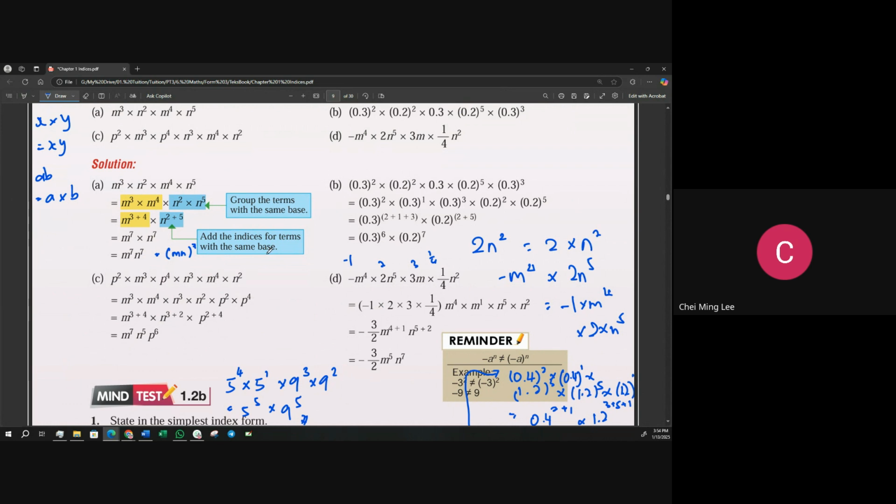Then you just do what we always do, 3 plus 4, 3 plus 2, 2 plus 4. So you get m to the power of 7, n to the power of 5, p to the power of 6.